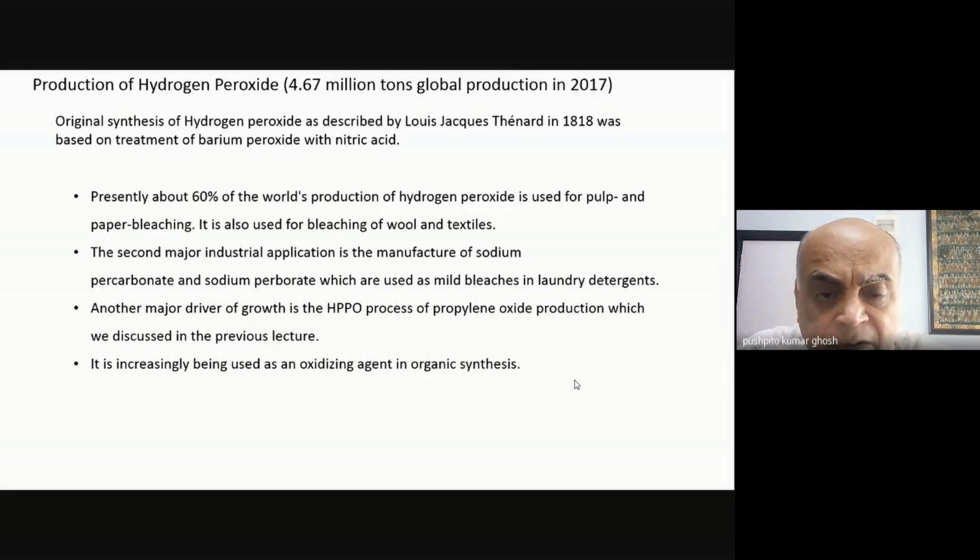You can see that what we discussed in terms of propylene oxide is one of the major drivers of growth. And the fourth is really that increasingly people are looking at it in organic synthesis. Wherever possible, try to use hydrogen peroxide as an oxidizing agent because it's much better than chlorine or bromine, things like that, which are relatively more hazardous.